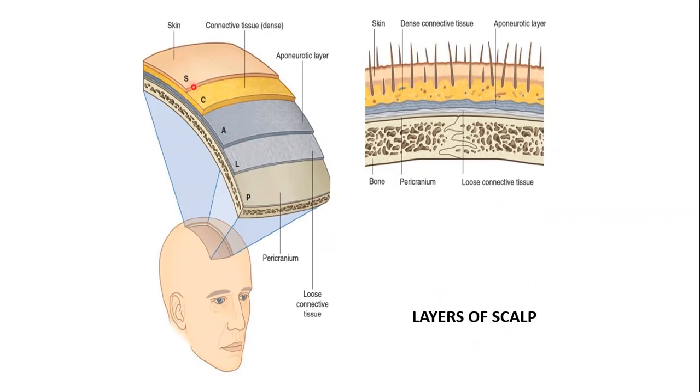Yes, you see, this is the S and this is the skin. This is the C, this is the connective tissue. This is A, and this is the aponeurosis. This is L of the scalp. This is the loose connective tissue. And this is the pericranium. So these are the 5 layers coming from this keyword scalp. Each letter giving rise to these 5 layers. You see all these 5 layers here.